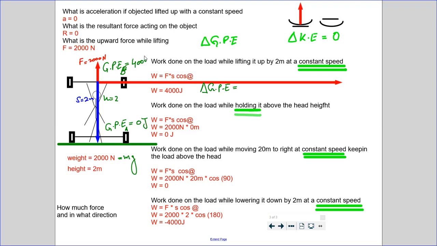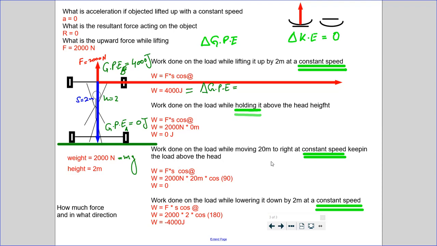So you can see that the work done is equal to the change in potential energy, because the kinetic energy is 0. So all the work which we do actually gets transferred into, oh, sorry, potential energy. Is that right?